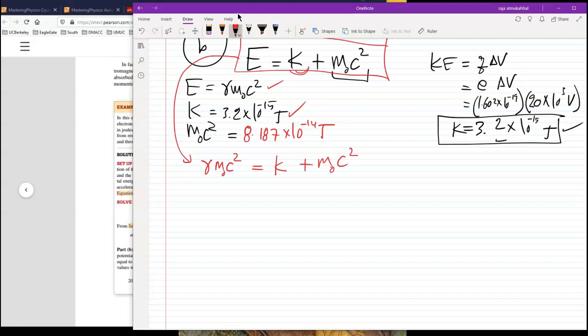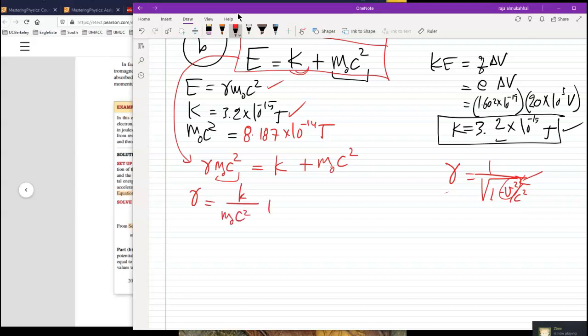I want to solve for gamma. Why do I want to solve for gamma? Remember, gamma is 1 over the square root of 1 minus v squared over c squared. Here is the v. He said find the velocity. Well, it's embedded in gamma, so if I know gamma, I can find v. That's the hard part about this problem. So I divide both sides by m naught c squared, and gamma is equal to K over m naught c squared plus 1, correct?